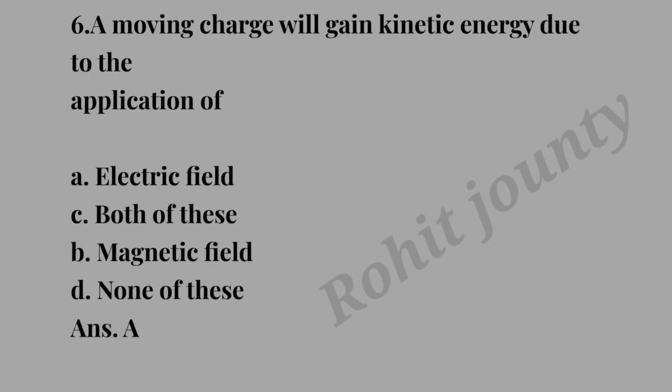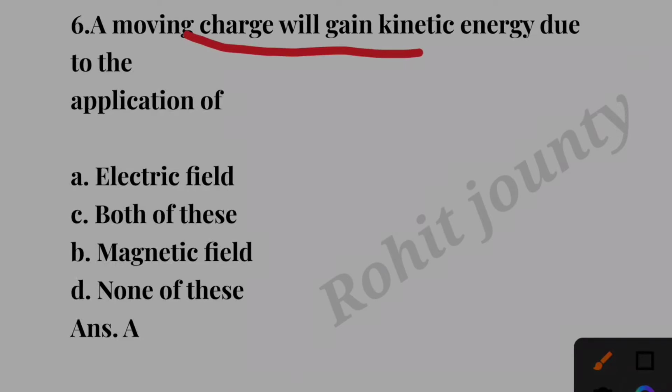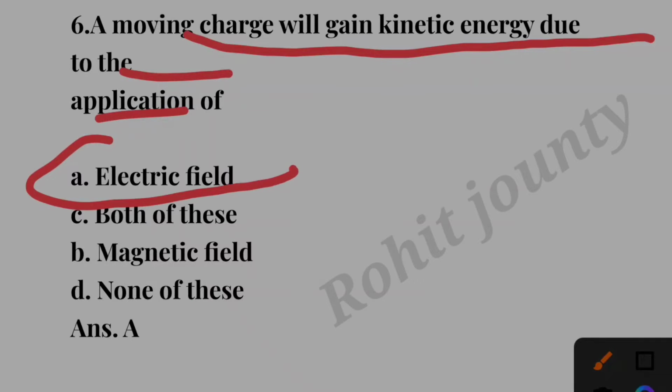Question number 6. A moving charge will gain kinetic energy due to the application of: option A electric field, option B both of these, option C magnetic field, option D none of these. The correct answer is option A. A moving charge will gain kinetic energy due to the application of an electric field. Option A is the correct answer.